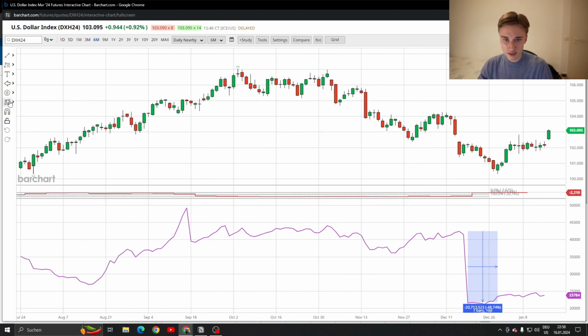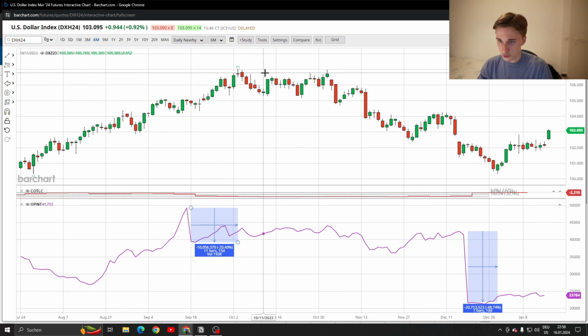You can see right here, open interest declined rapidly. Let's measure this out. Right here, it declined by 20%. 20% is already a significant decline. And then 15 days after that, we formed a new high.